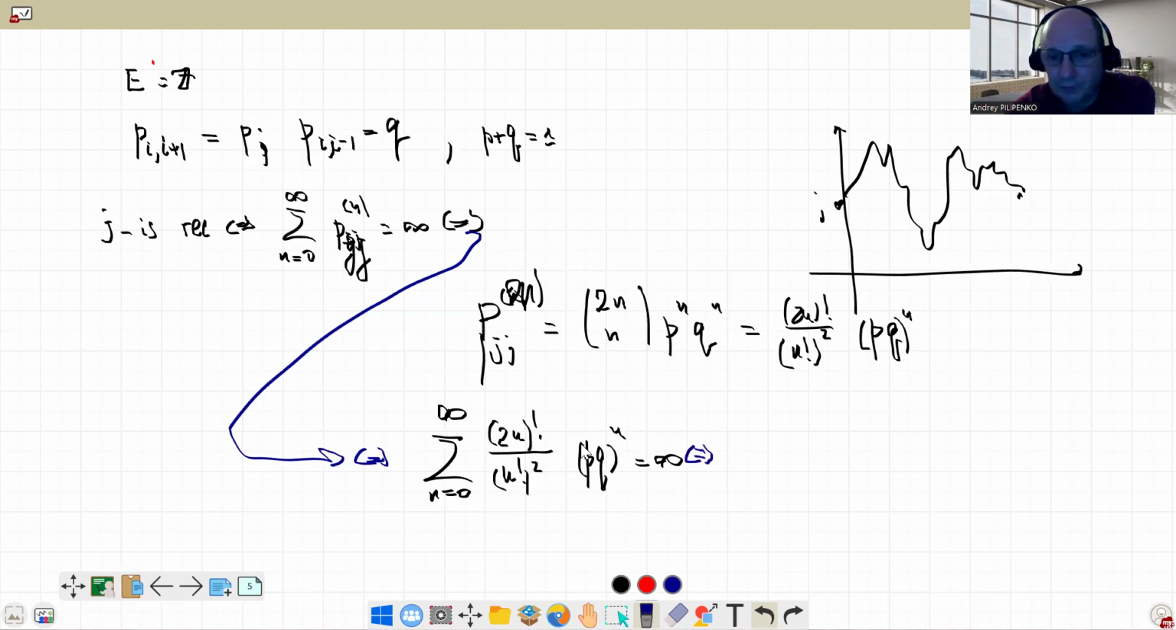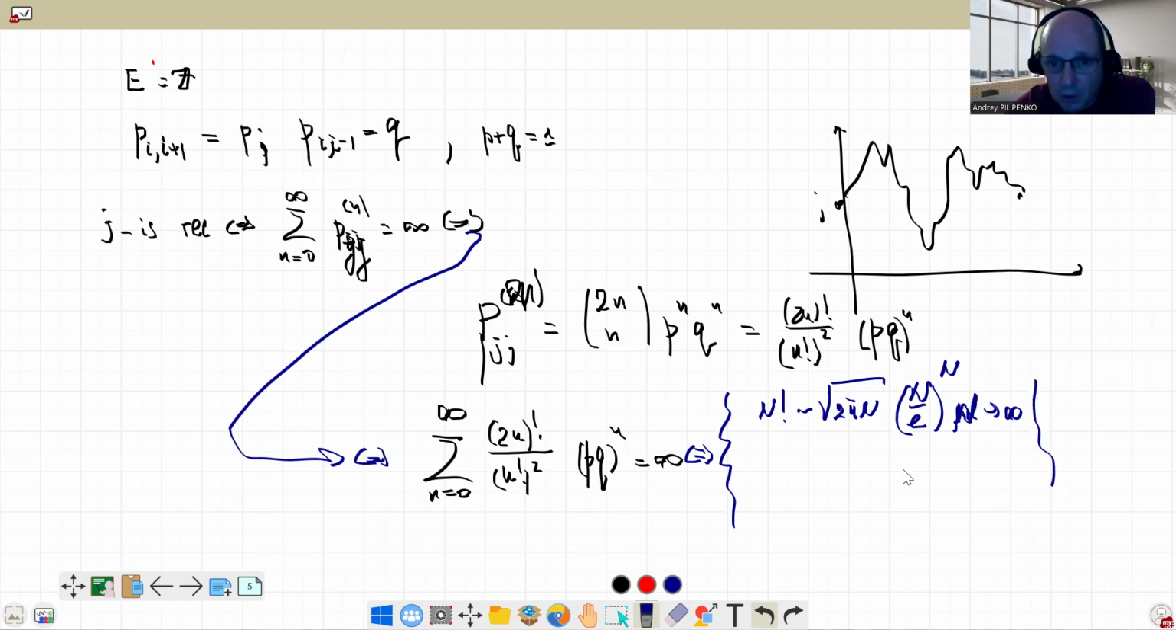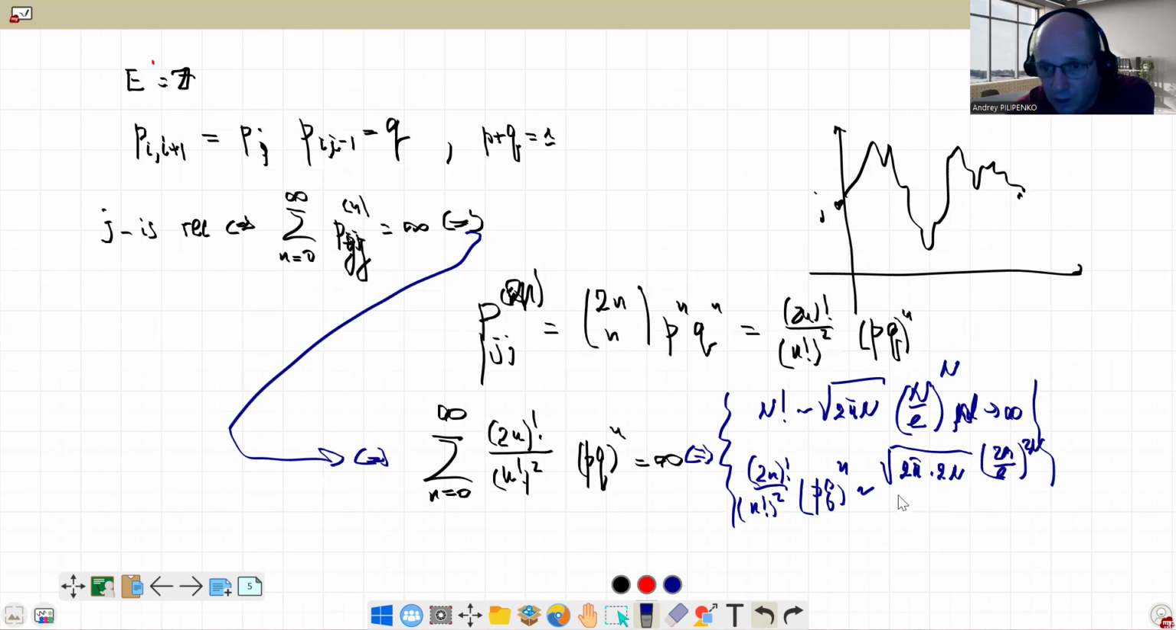And let me recall to you Stirling formula, that n factorial is equivalent to square root of 2 pi n times n over e to the power n, as n tends to infinity. So (2n)! over (n!)^2 (pq)^n is equivalent to square root of 2 pi times 2n, 2n over e to the power 2n.